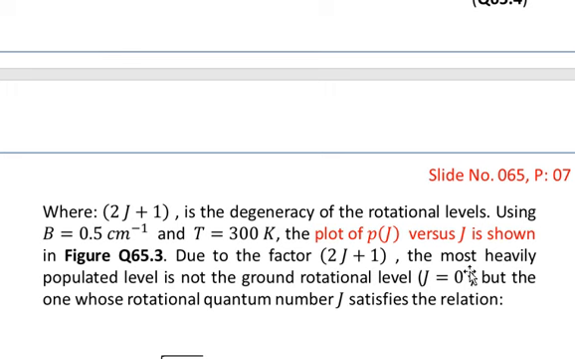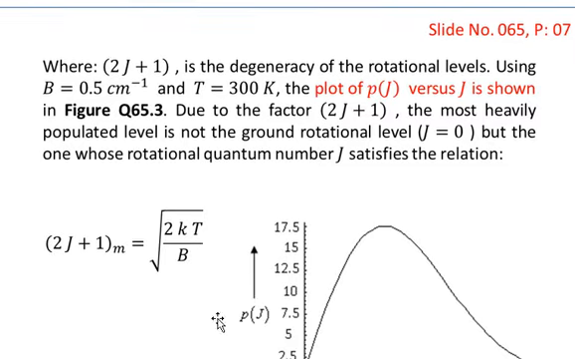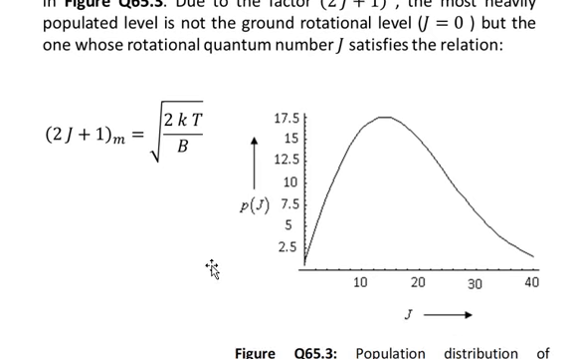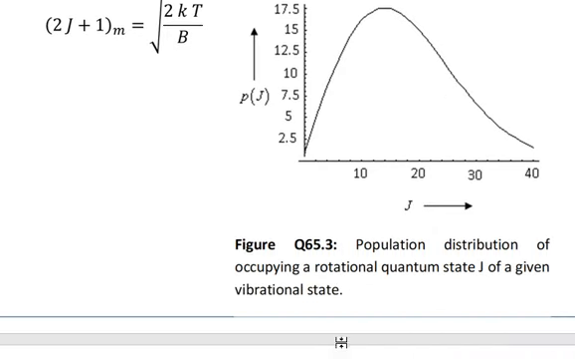Due to the factor 2J plus 1, the most heavily populated level is not the ground rotational level J equal to 0, but the one whose rotational quantum number J satisfies the relationship 2J plus 1 with a subscript M is equal to the square root of 2KT divided by B. So this will give you the probability of occupying the level J, and here you can see the plot of this probability also. Let me read the caption of figure 65.3: population distribution of occupying a rotational quantum state J of a given vibrational state.